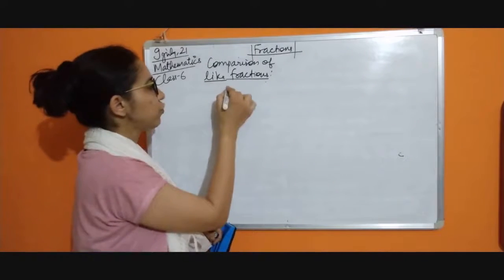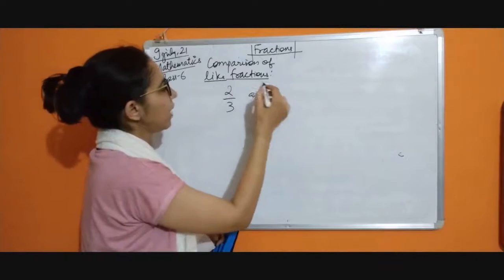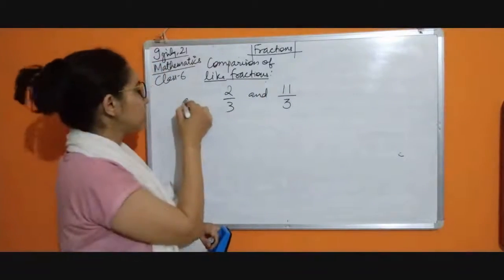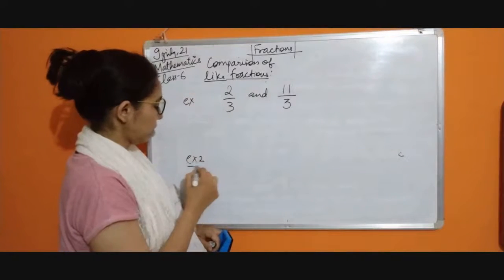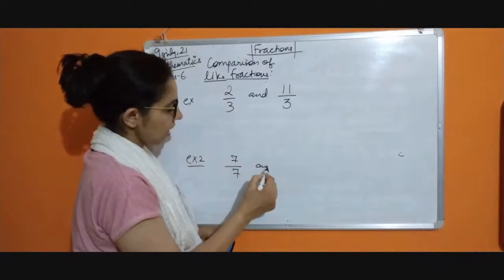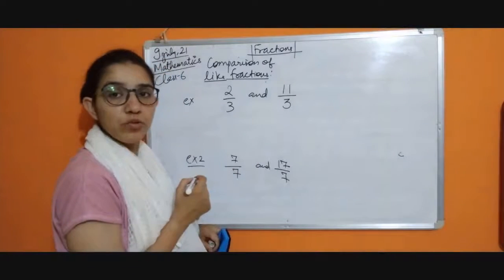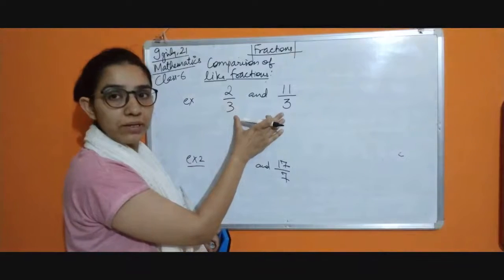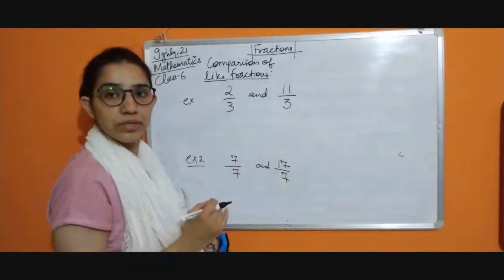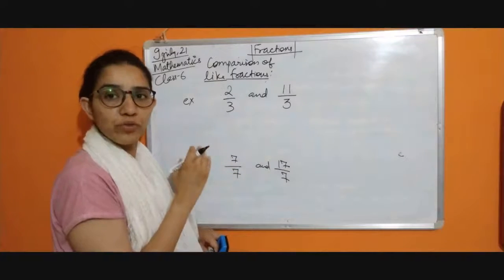So suppose we have 2 by 3 and, since we are talking about like fractions, which means the denominator is going to be the same, maybe 11 by 3. Okay, another example is going to be, suppose we have 7 by 7 and 17 by 7. So how to compare these fractions? The method is, we will overlook the denominator and we will compare the numerators. If the numerator is bigger, the fraction corresponding to it is going to be bigger, and if the numerator is small, the fraction corresponding to it is going to be smaller.